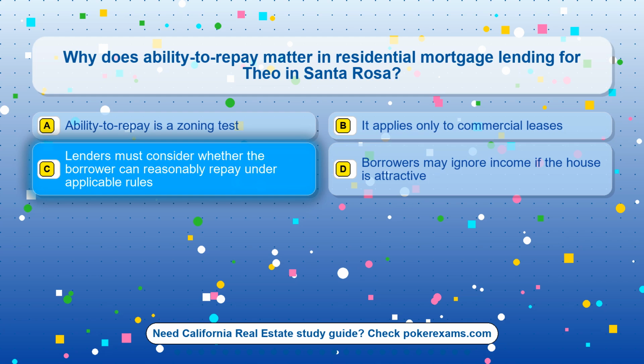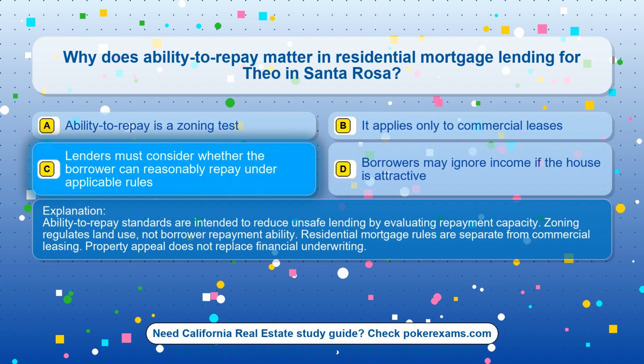The correct answer is option C. Lenders must consider whether the borrower can reasonably repay under applicable rules. Ability to repay standards are intended to reduce unsafe lending by evaluating repayment capacity. Zoning regulates land use, not borrower repayment ability. Residential mortgage rules are separate from commercial leasing. Property appeal does not replace financial underwriting.